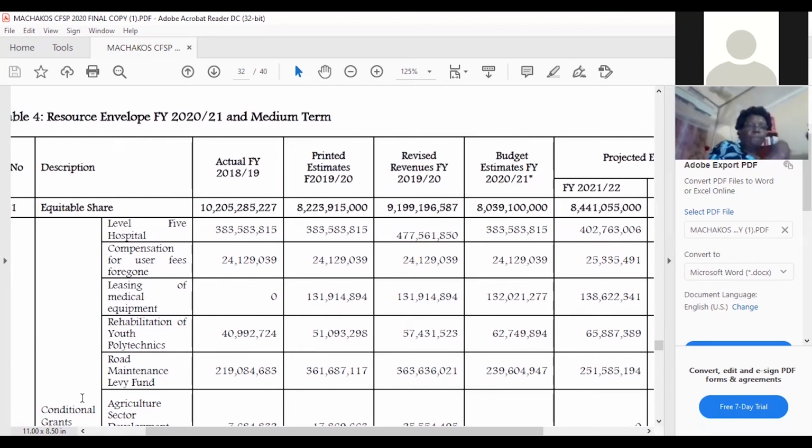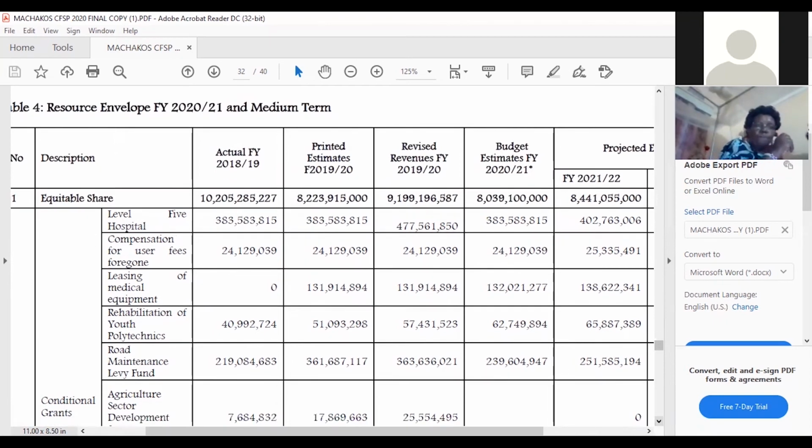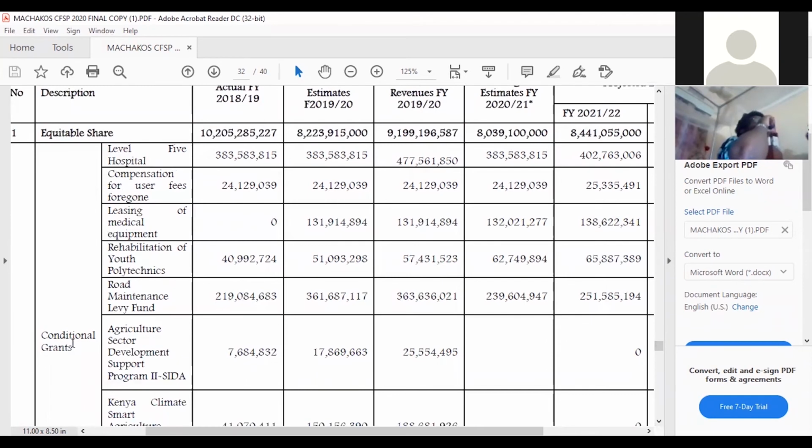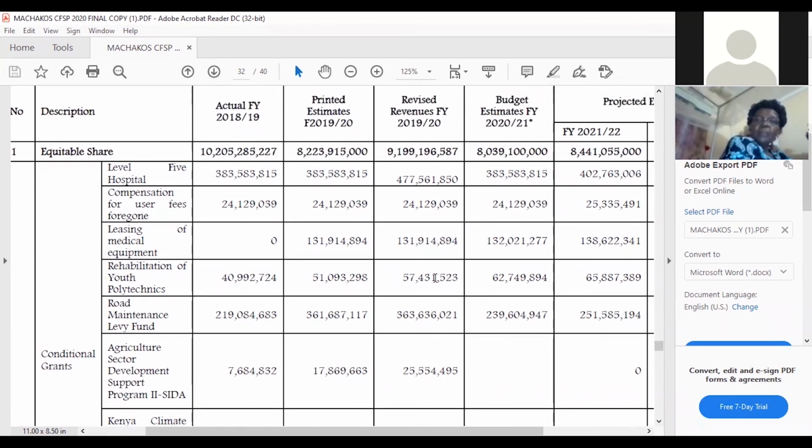Like with regards to conditional grants. You know, the conditional grants are the ones that come even from development partners. So you can see here they are saying how much money should go towards level 5 hospitals, how much money should go towards other areas, and also the projection expected for the financial year 2021-2022. So with regard to this one for agriculture, you can see that they have only given us the financial estimate for 2019-2020 revised, but they have not given us for 2020-2021.